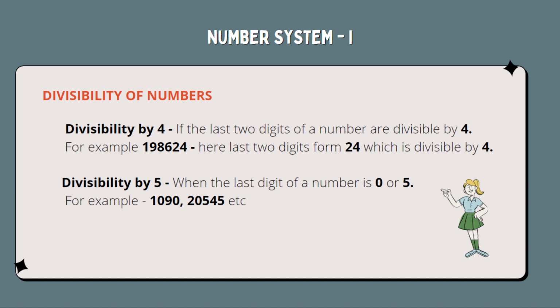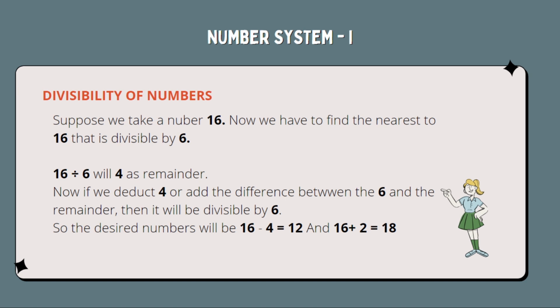Divisibility by 5. The last digit should be 0 or 5, like 1090, 20,545 and so on. There are more divisibility rules. We will complete them in the coming chapter, the next video. Before that, let's solve some problems.